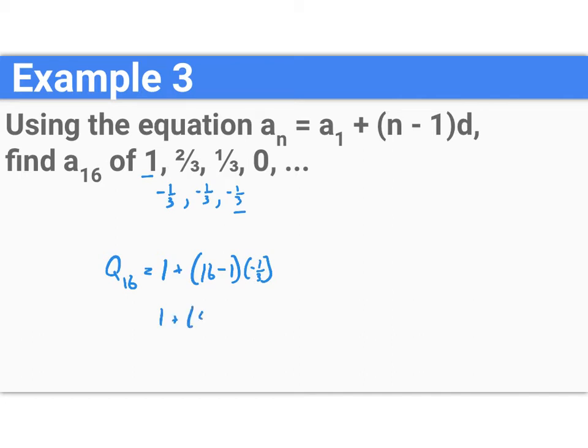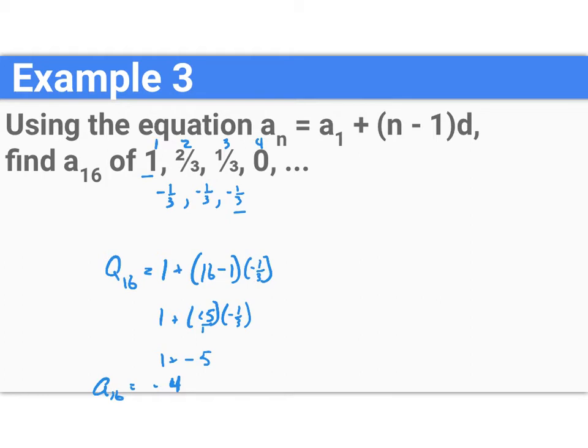1 plus 15 times negative 1/3 is... 15 divided by 3 is negative 5, plus 1 is negative 4. So the 16th term will be negative 4. So let's see, 1, 2, 3, 4. If you subtract 1/3, you should get to negative 4 eventually. So 12 more times and you'll get there.